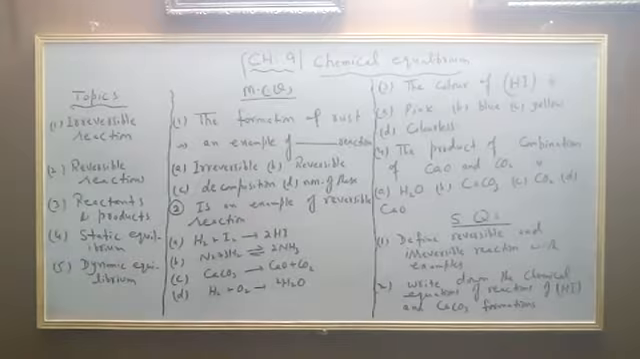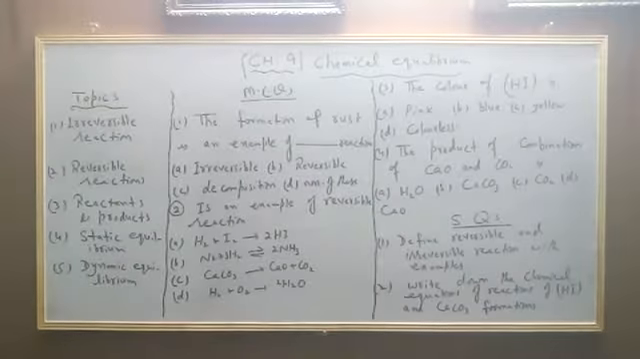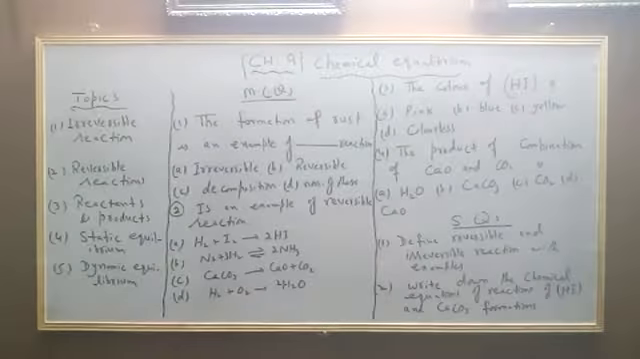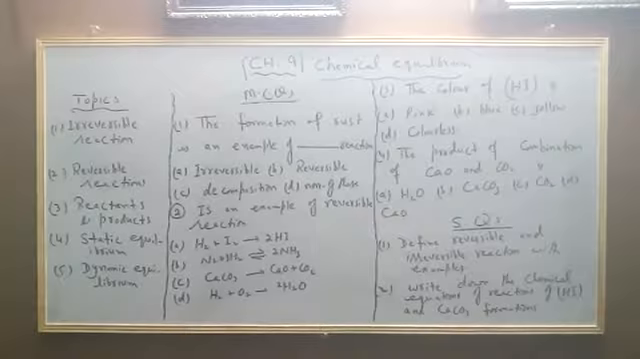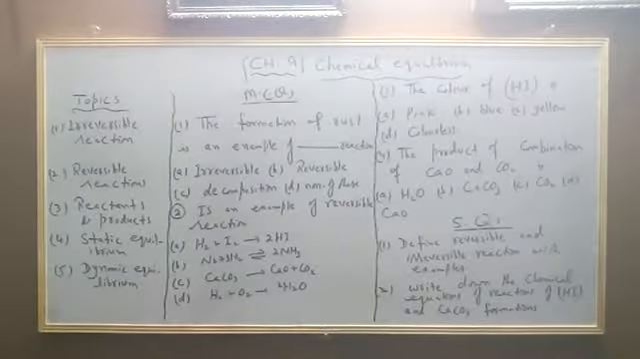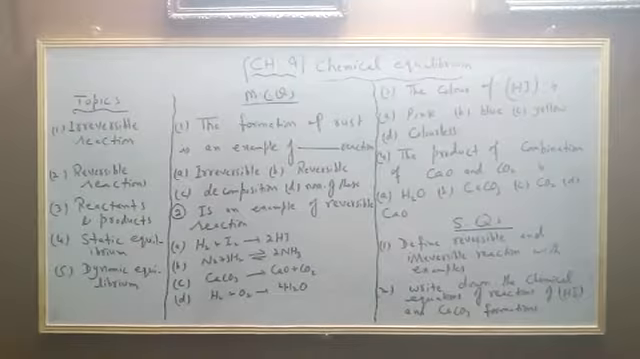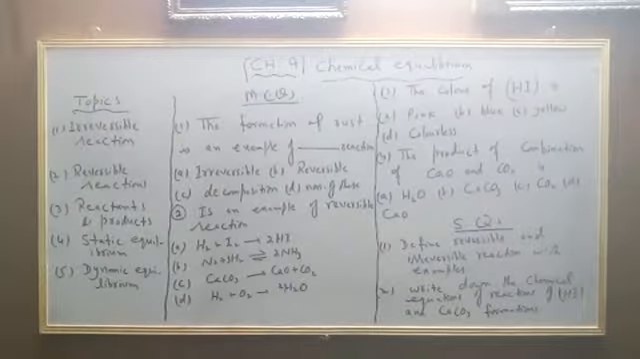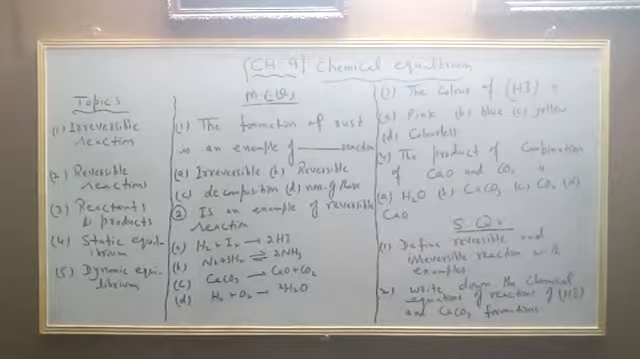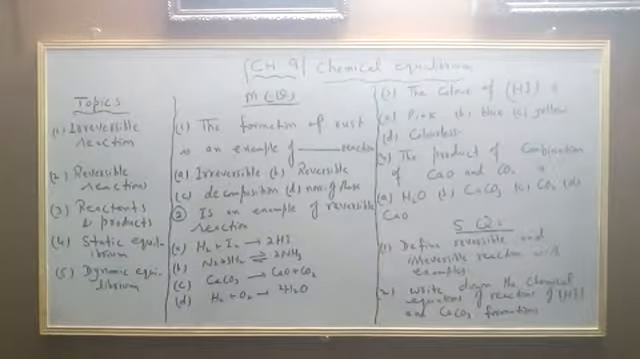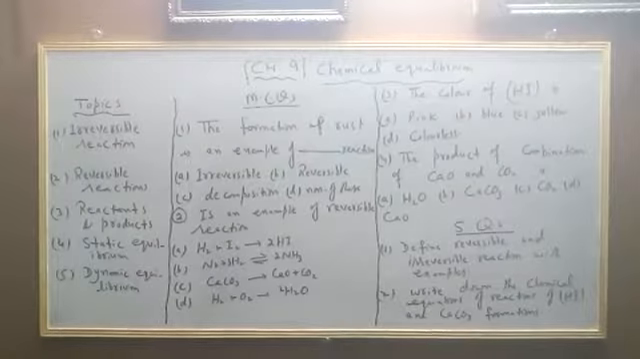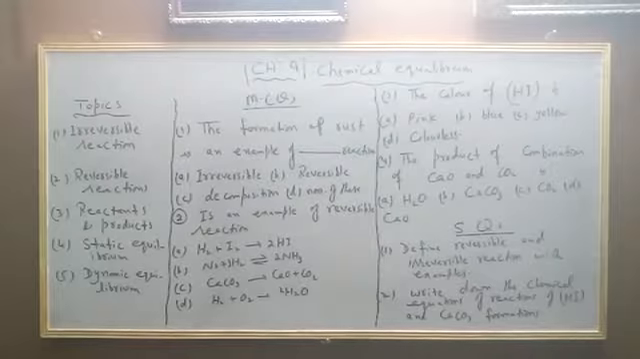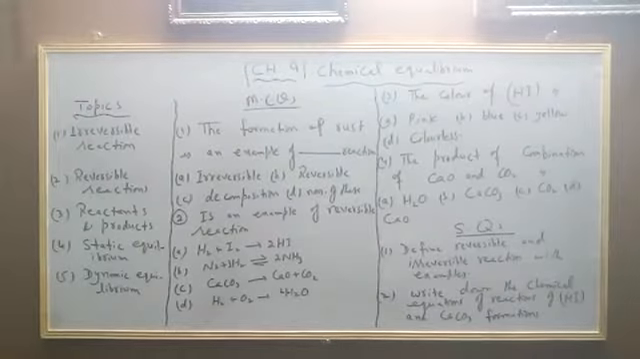In the second MCQ, note it: which is an example of a reversible reaction? Four reactions have been given here. A, hydrogen plus iodine makes, with a single arrow, hydrogen iodide. B, nitrogen plus hydrogen, with a double arrow, makes ammonia. C, calcium carbonate CaCO3, with a single arrow, CaO plus CO2. Option D, H2 plus O2 arrow 2H2O. You can balance it as well.